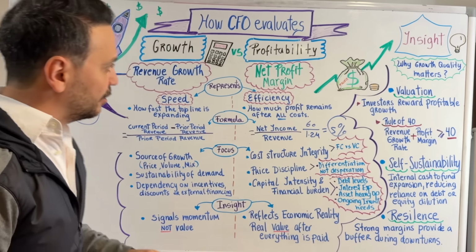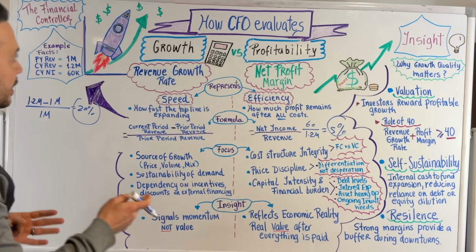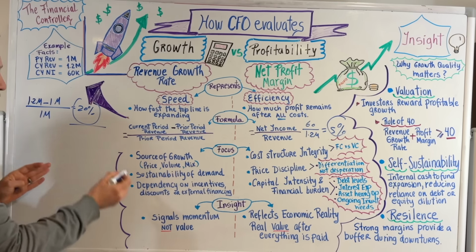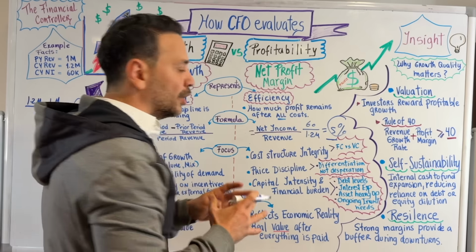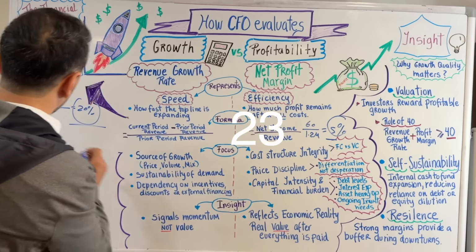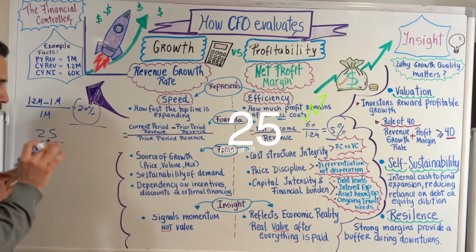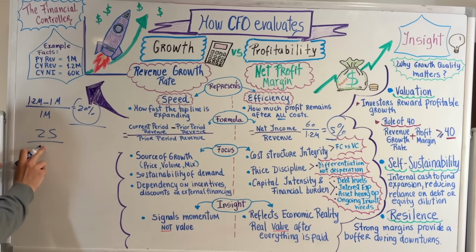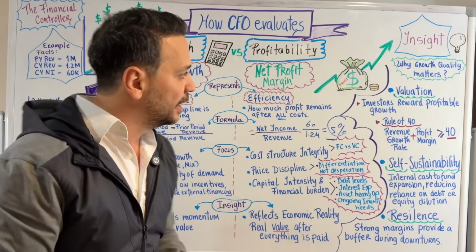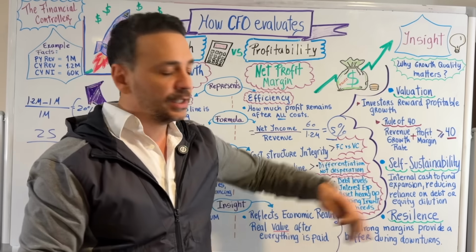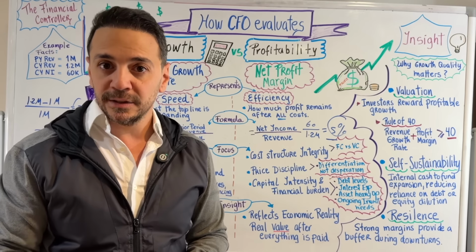So what do we have here? We have a business that is growing at a speed of 20% and gets to keep 5% in net profit margin. Combining the two equals 25. So we're not quite at 40, we're at 25. So there is more work to do here to get the business to be more efficient. But this is what investors and CFOs use to evaluate a business.